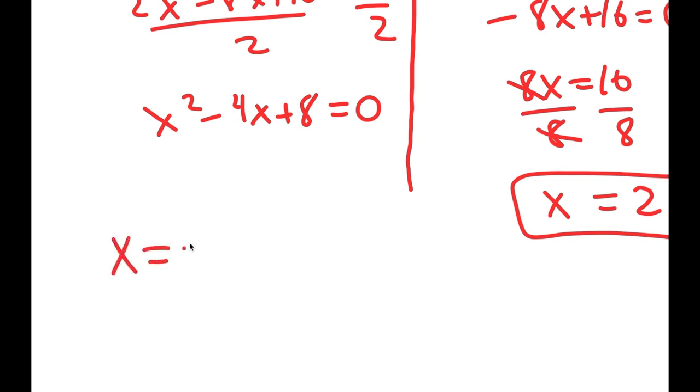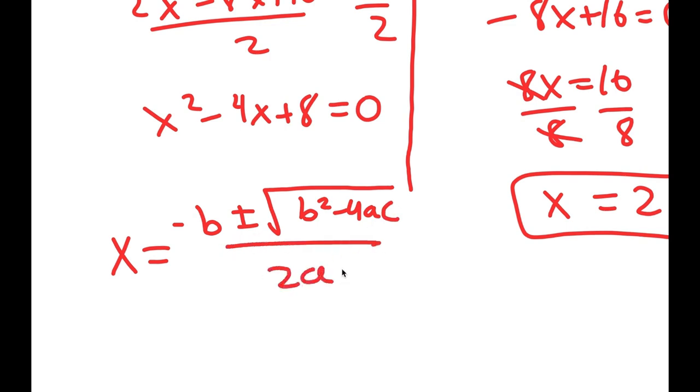Now for my left-hand side, I'm going to use the quadratic formula, which is negative b plus or minus the square root of b squared minus 4ac all over 2a.